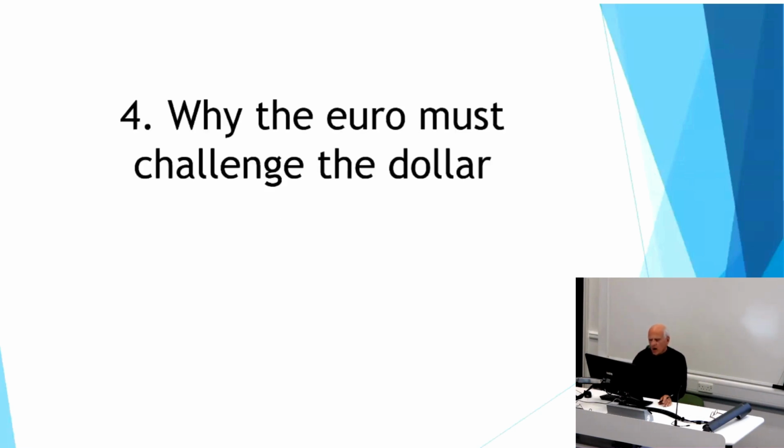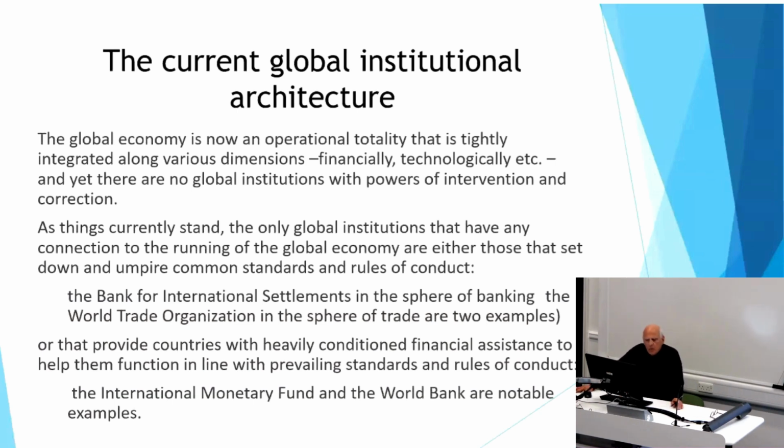So, finally, why should the euro challenge the dollar? The global economy is now an operational totality, tightly integrated along various dimensions, financially, technologically, and so on. And yet, there are no global institutions with powers of intervention and correction, leading to what I call a global institutional deficit. As things currently stand, the only global institutions that have any connection to the running of the global economy are either those that set down and umpire common standards and rules of conduct, the BIS in the sphere of banking, WTO in the sphere of trade, are two examples, or that provide countries with heavily conditioned financial assistance to help them function in line with prevailing standards and rules of conduct. The IMF and World Bank are notable examples.